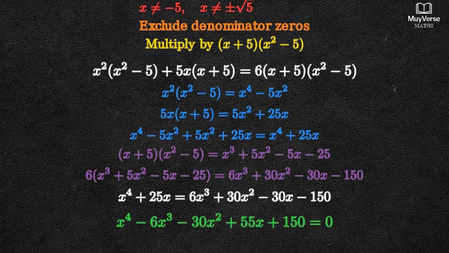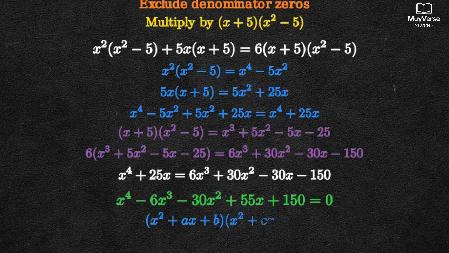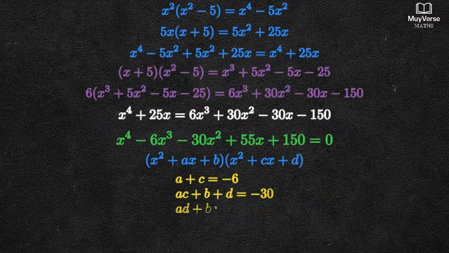We will factor this quartic as a product of two quadratics. Suppose it equals (x squared plus ax plus b) times (x squared plus cx plus d). Matching coefficients gives four conditions. a plus c equals negative 6. ac plus b plus d equals negative 30. ad plus bc equals 55, and bd equals 150.